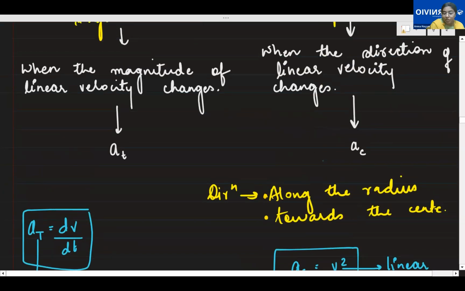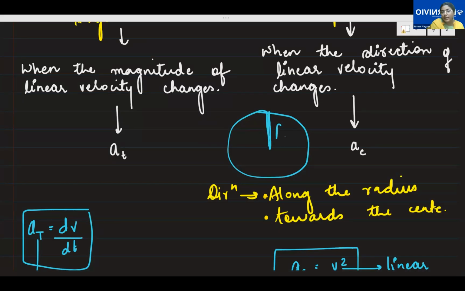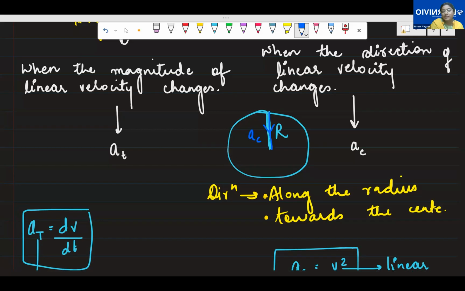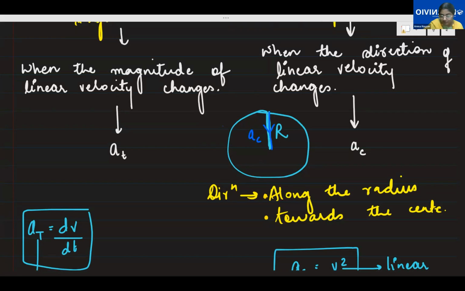Now, what's the direction of centripetal acceleration? Remember, this is directed always along the radius, and it will point towards the center like this. This is the direction of the centripetal acceleration. Got it?